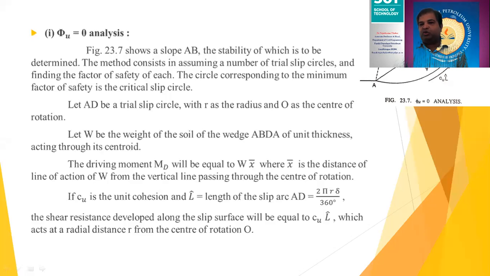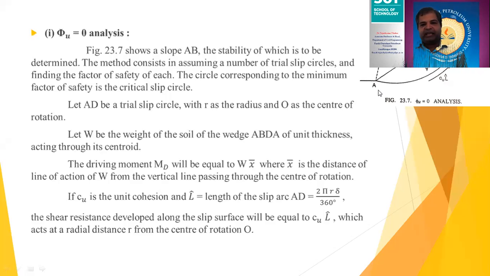is a number of such trial slips, because you don't know from where this particular slope will fail. It may fail from here, it may fail from here, it may fail from anywhere. And so you need to assume a number of trials, and you can say this is a trial or this may be a trial.